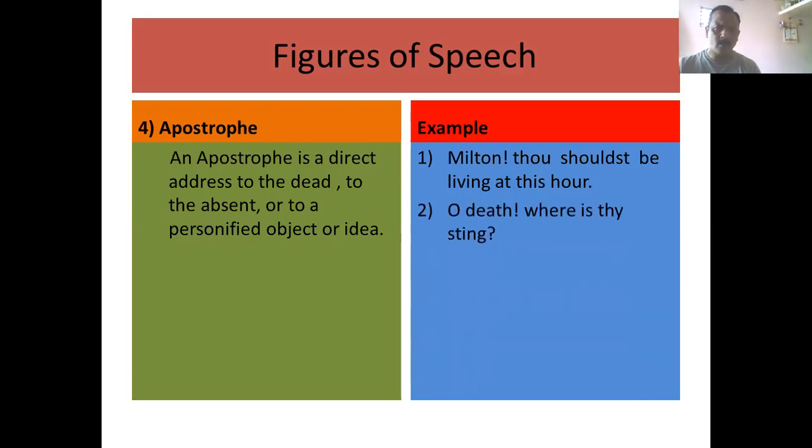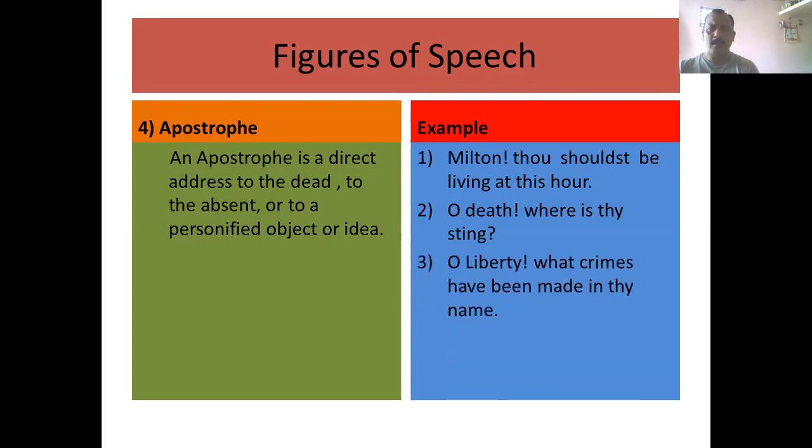Another example, oh death, where is thy sting? Here, death, can we see death? Can we talk to death? Can we address death? But here the poet is directly addressing death. Oh death, where is thy sting? Here death is directly addressed. At that time it is called apostrophe.